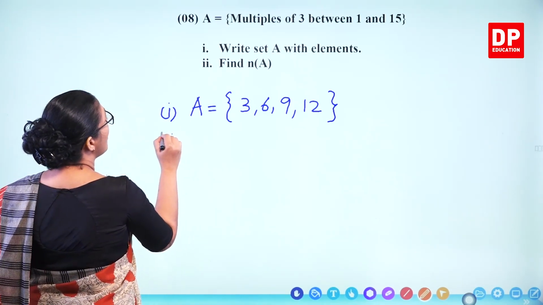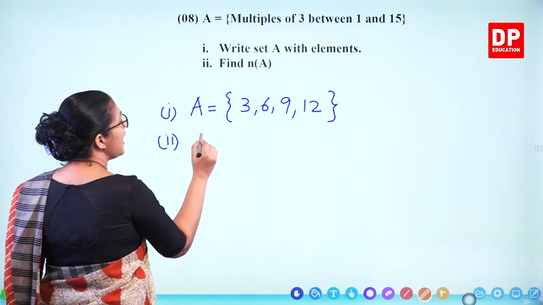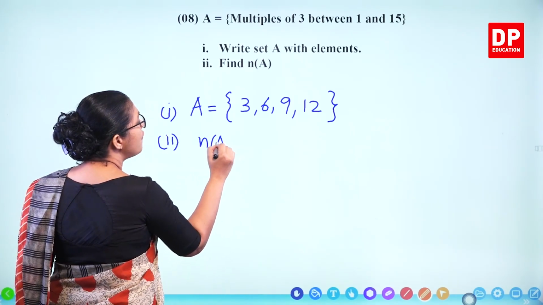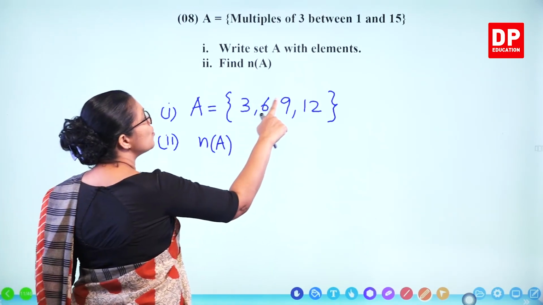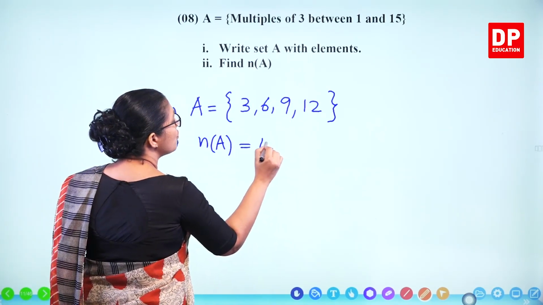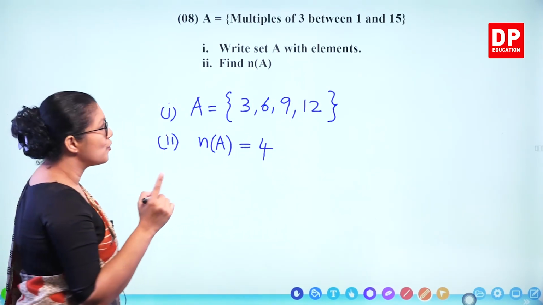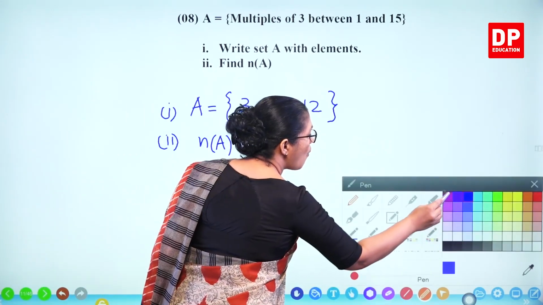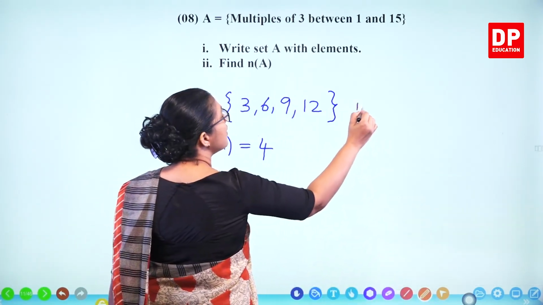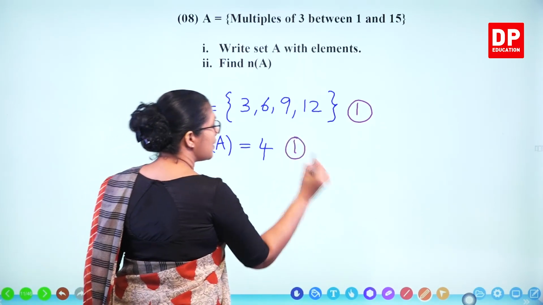Then the second one, find n(A). n(A) means number of elements in A. 1, 2, 3, 4. So you can write 4 there. So you get 2 marks, 1 mark for the first one and 1 mark for the second part.